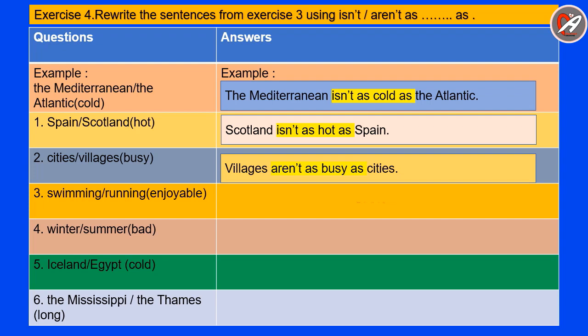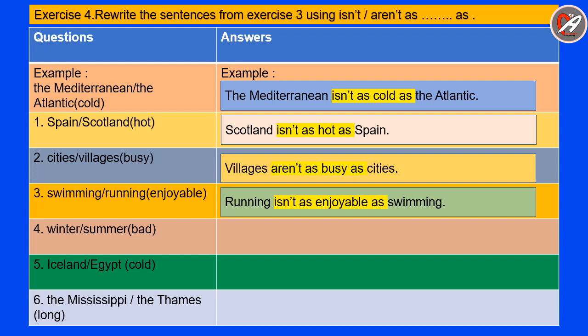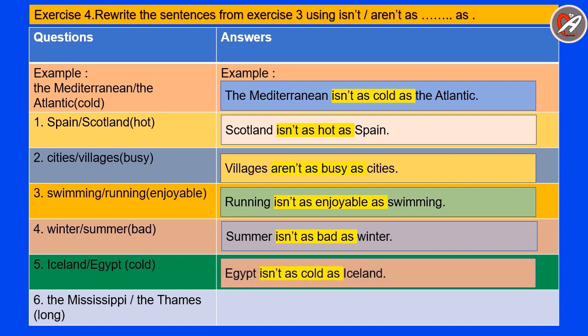Number 3. Running isn't as enjoyable as swimming because swimming is more enjoyable than running. Number 4. Summer isn't as bad as winter because winter is worse than summer. Number 5. Egypt isn't as cold as Ireland.